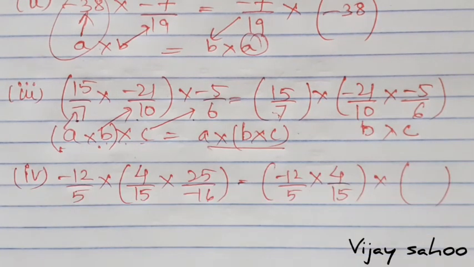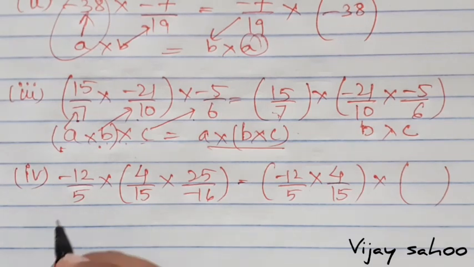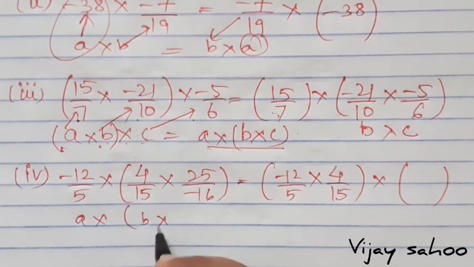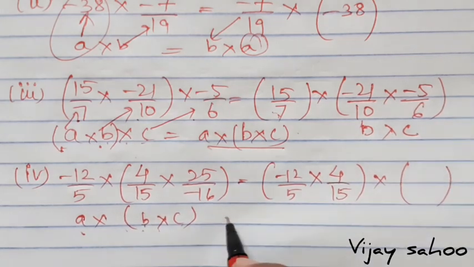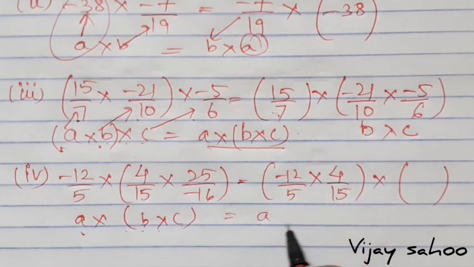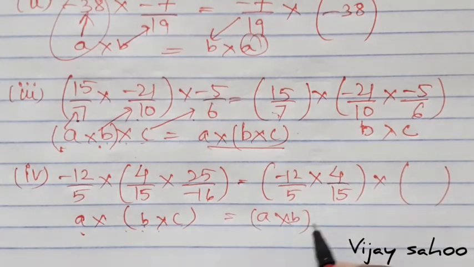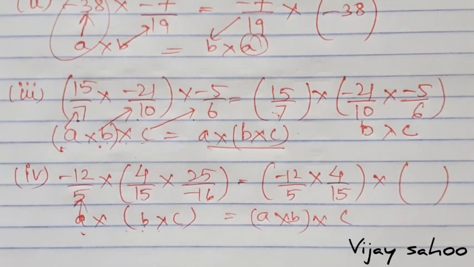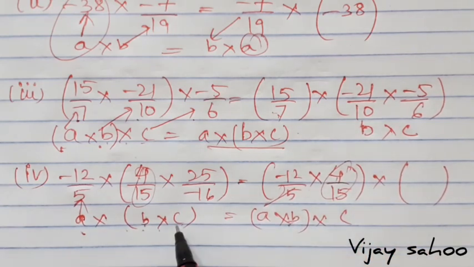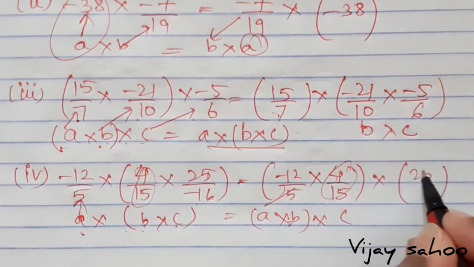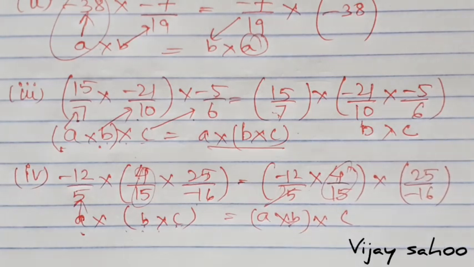Now the last one, here some twist is given. A multiplied by B multiplied by C. So you have to make it according to your question. Okay. So B and C are in bracket, so I have kept it in bracket over here. So here it is A multiplied by B. So A and B are in bracket and C is left out. So A value is minus 12 by 15. Yes, it is there. B value is 4 by 15. Yes, it is there. C is 25 by minus 16. So whatever the left out part, we will be writing as 25 by minus 16.